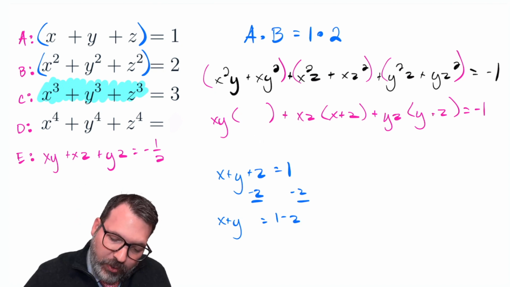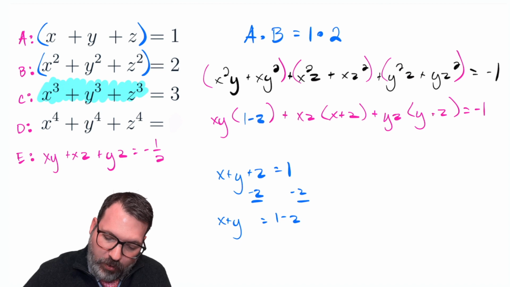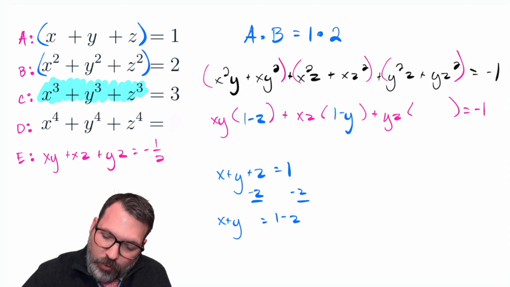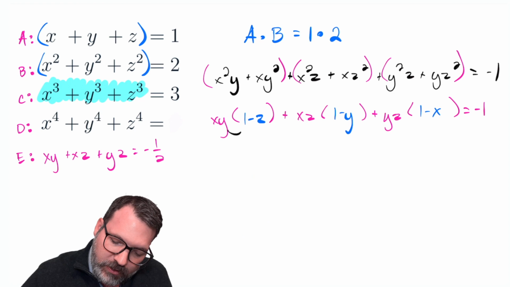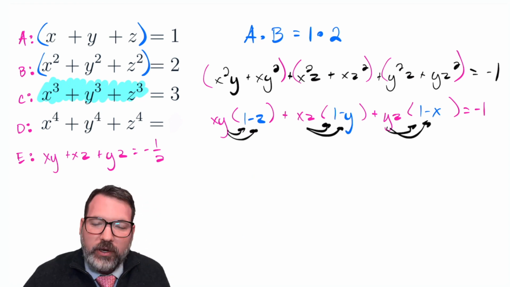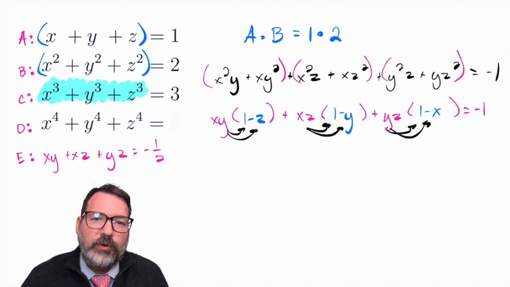This means that we can replace this x plus y with 1 minus z, and similarly we can also replace x plus z with 1 minus y, and y plus z with 1 minus x. This is useful because we can now multiply these terms back out, and they're going to look a little bit different than what they did before.